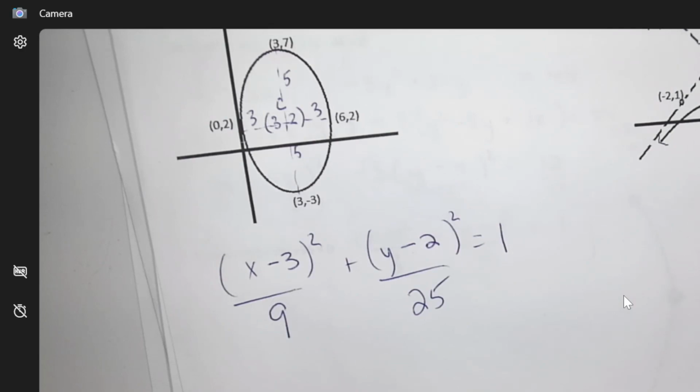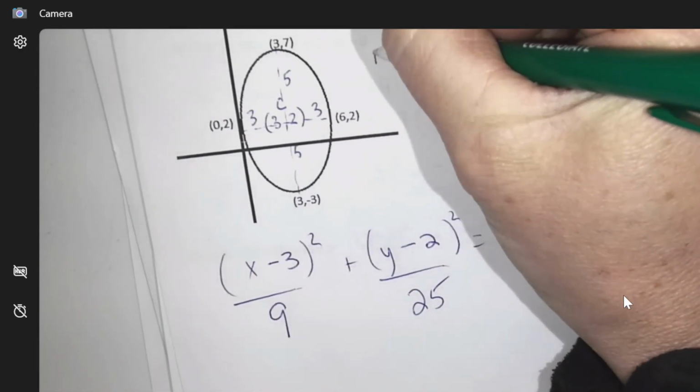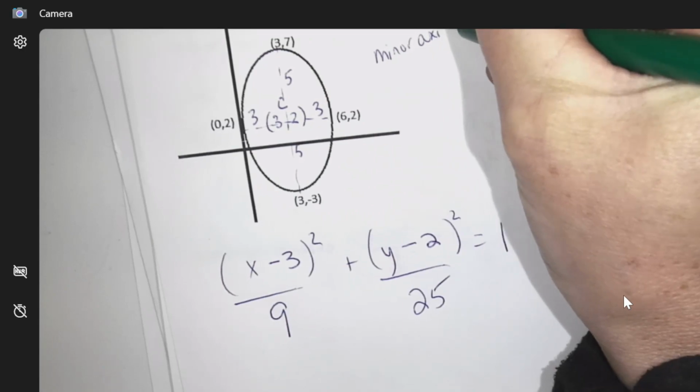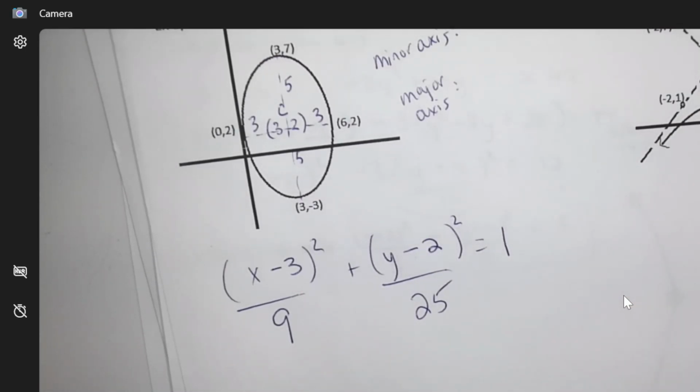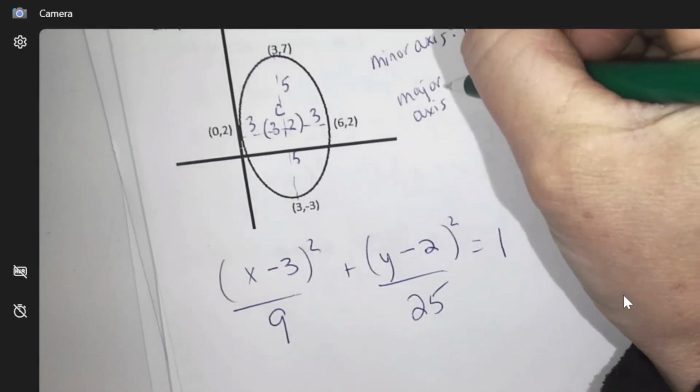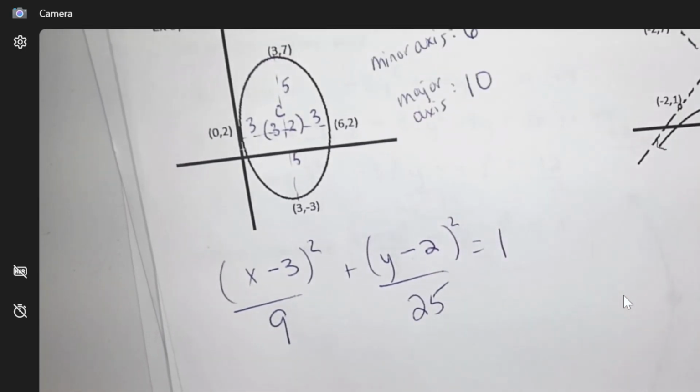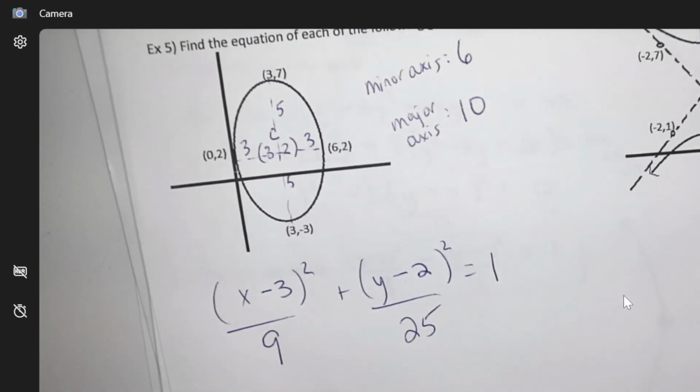Okay, please also note I might do some work with the minor axis and the major axis. So what is the length of the minor axis? What's the smaller axis all across? 6. And the major axis would be the other one, which all the way across would be 10. So that's what those words mean if you see them. Minor and major axis, just which one's longer is the major.